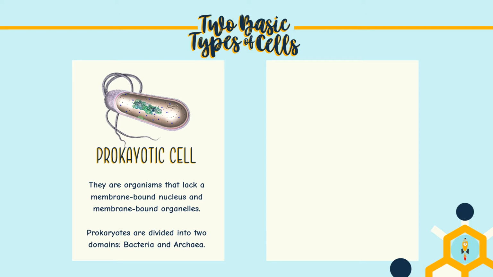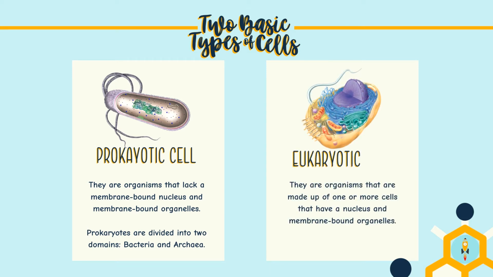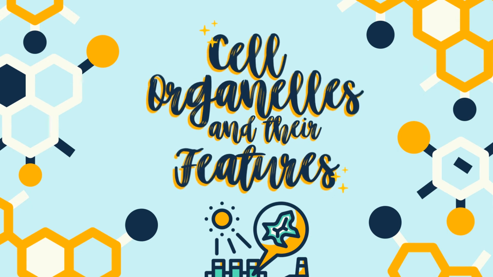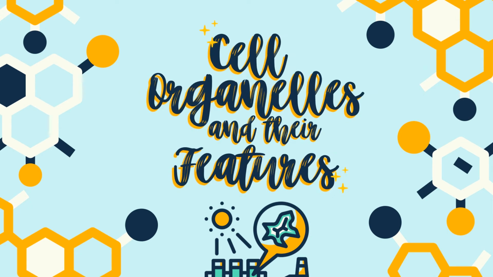Second, the eukaryotes. They are organisms that are made up of one or more cells that have a nucleus and membrane-bound organelles. Eukaryotic cells also have a variety of subcellular structures called organelles, well-defined intracellular bodies that perform specific functions for the cell. The organelles carry out cellular processes just as a person's pancreas, heart, and other organs carry out a person's life processes. Let us now proceed to the cell organelles and their features.